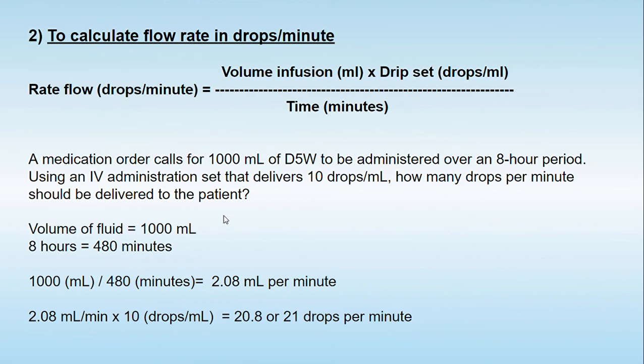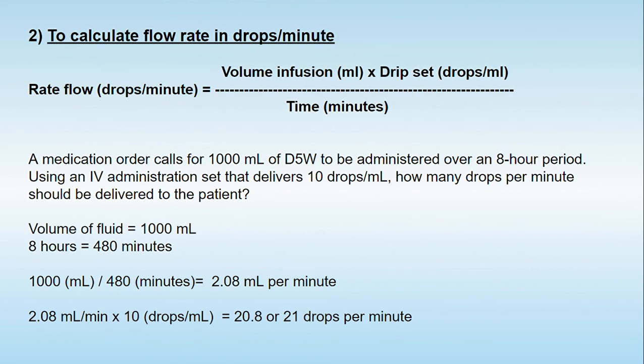See, my target is 1000 ml of the fluid D5W. I will have to administer it within the 8 hours. So what I will do, I will divide 1000 by 480. So I will have to administer 2.08 ml per minute, so approximately 2.1.